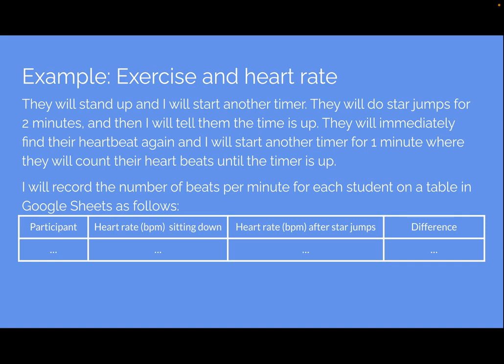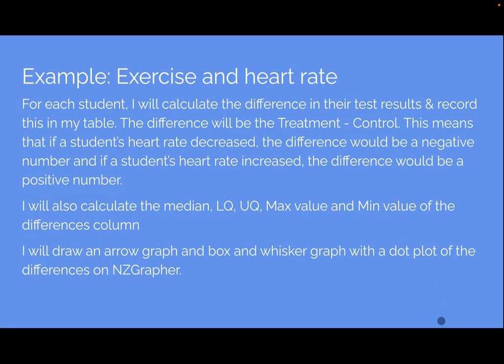I will record the number of beats per minute for each student on a table in Google Sheets as follows. This is what my table will look like. Participant, so each participant written down in this list. Heart rate in beats per minute while they're sitting down here. Heart rate after star jumps, beats per minute written down here, and the difference between these two written in here.